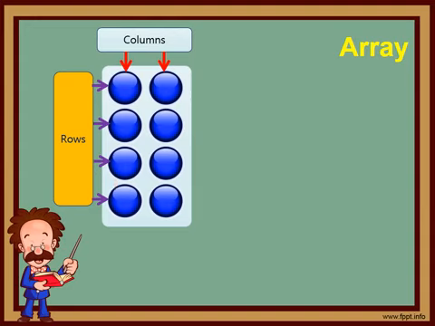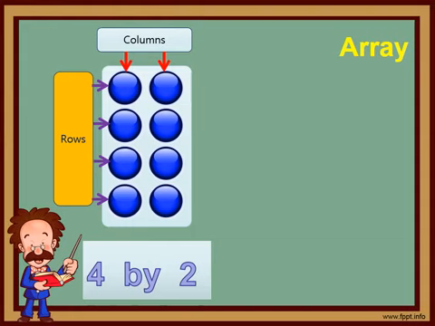2 columns. So this is an array of 4 by 2. This is a 4 by 2 array. 4 rows and 2 columns. So it's a 4 by 2 array.